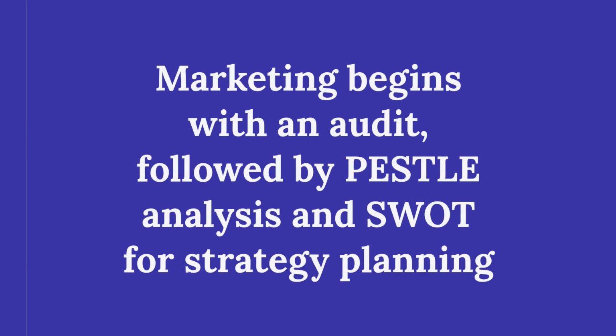The marketing process involves several key steps. It starts with a marketing audit to assess current strategies. Environmental analysis follows, using tools like Pestle. SWOT analysis helps identify internal and external factors. Setting aims and objectives guides the planning phase. Understanding constraints and options ensures realistic strategies.